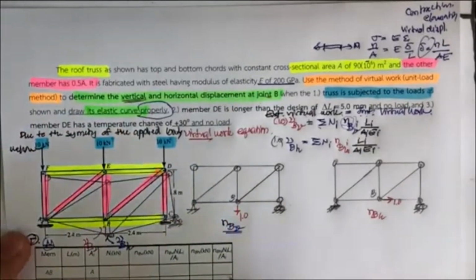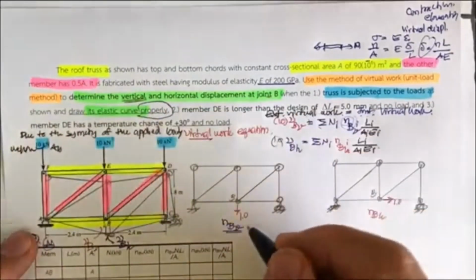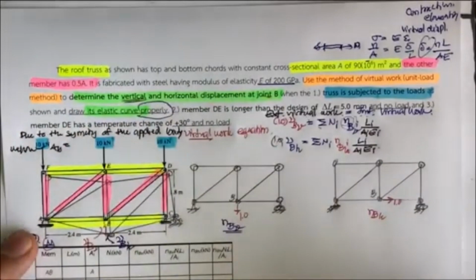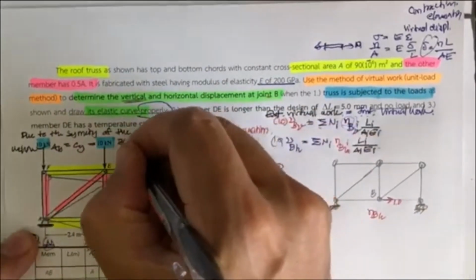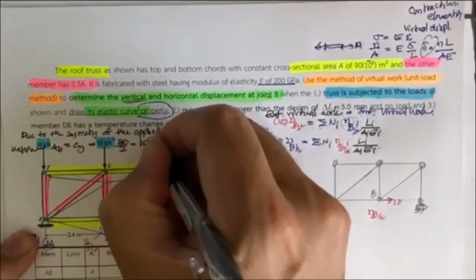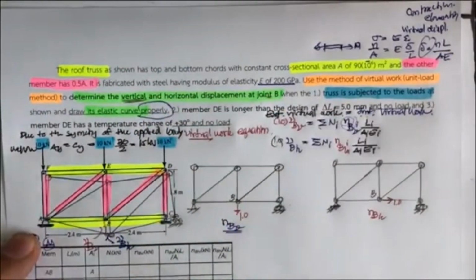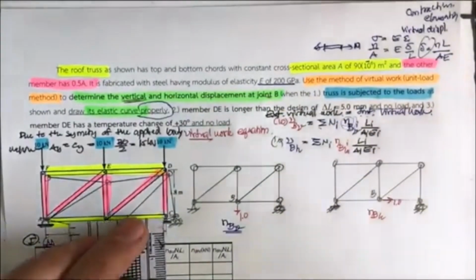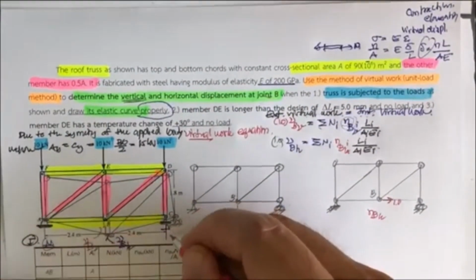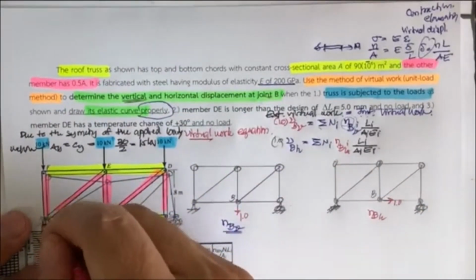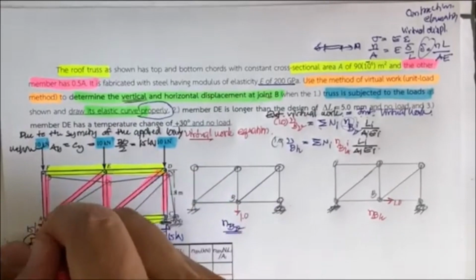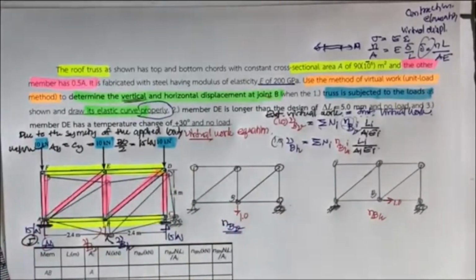We have A sub Y equal to C sub Y, equal to 30 divided by 2, which is going to be 15 kilonewton. So what we have here is going to be the reaction. Just put this is going to be 15 kilonewton, and this is also going to be 15 kilonewton. Okay, and then we are going to start to determine the forces in each member.